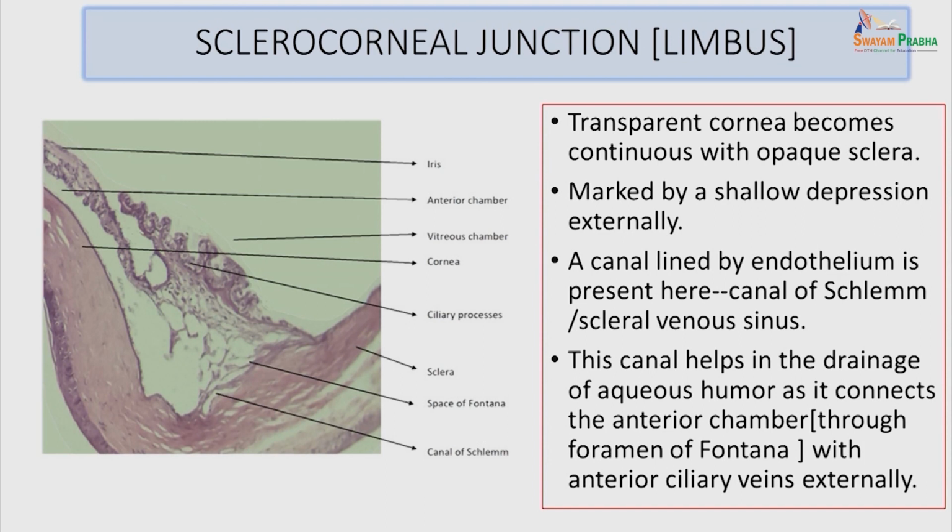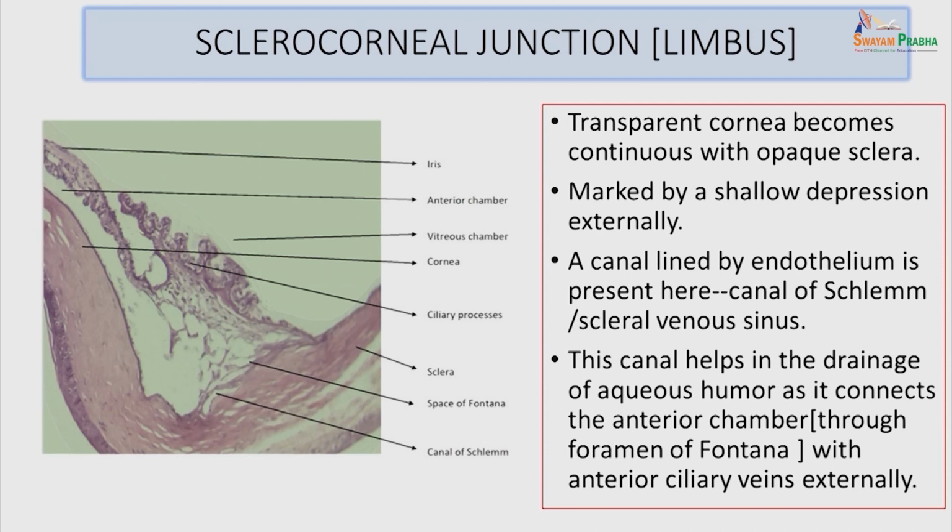Now coming to the next topic, the sclerocorneal junction, which is otherwise called the limbus. You are seeing the microscopic appearance of the sclerocorneal junction. The section is stained with hematoxylin and eosin and we are seeing it under low power magnification. We can identify the cornea here and the sclera here, and this is the position of the sclerocorneal junction. The transparent cornea becomes continuous with the opaque sclera at this point.